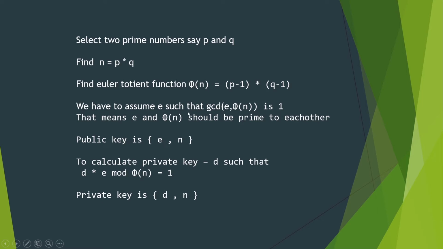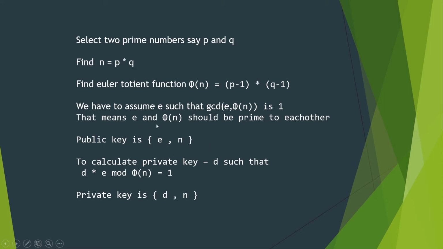We have to assume e, another value such that the GCD of this assumed value and phi of n should be 1. That means the greatest common divisor should be 1. That means there must be no other number that divides both e and phi of n, which concludes that e and phi of n should be coprime to each other. So we should assume another prime number such that this number and phi of n are coprime, and the public key is e comma n. This pair is called the public key.